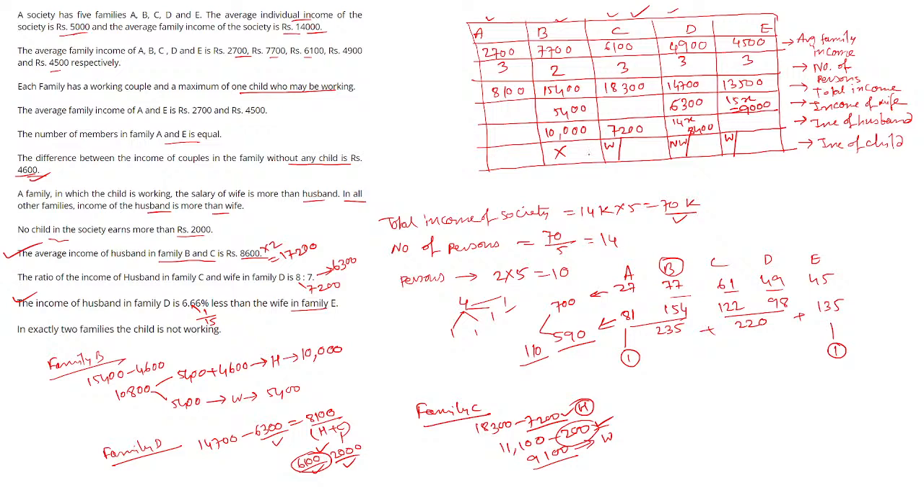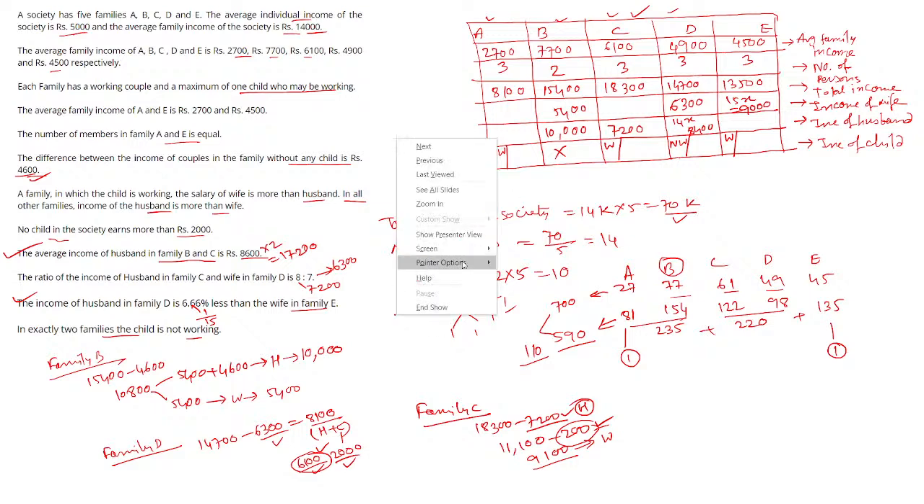That's it. And in exactly two families, the child is not working. That means in two families the child is working. So obviously there is a child who is not working. So that is it. I hope this is the final table here. Right. Now just copy it and set it to the answer screen to solve the questions.